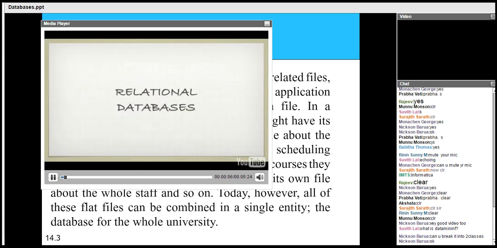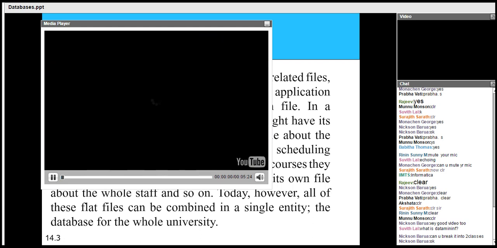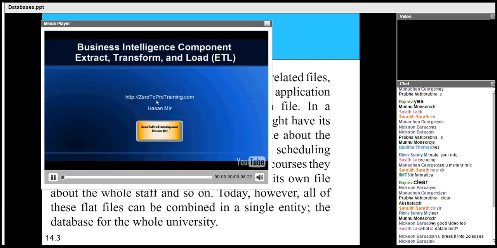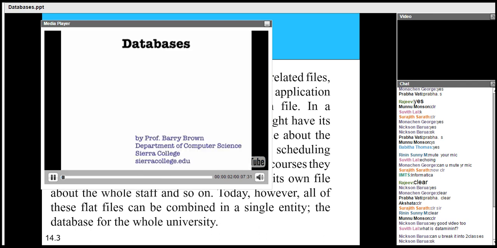In this video, we're going to look at our database, one that... Hello, in this session we will talk about the business intelligence component. Fundamental concepts of databases. I'm Professor Barry Brown, Department of Computer Science at Sierra College. Databases are composed of three things: entities, attributes, and relationships between the entities. Let's talk about entities and attributes first.